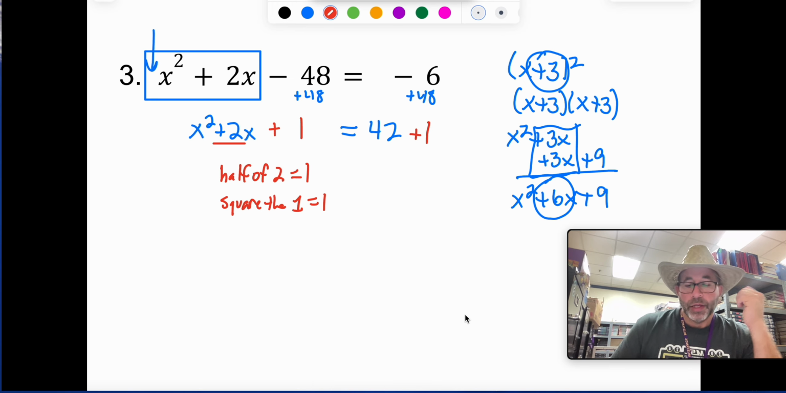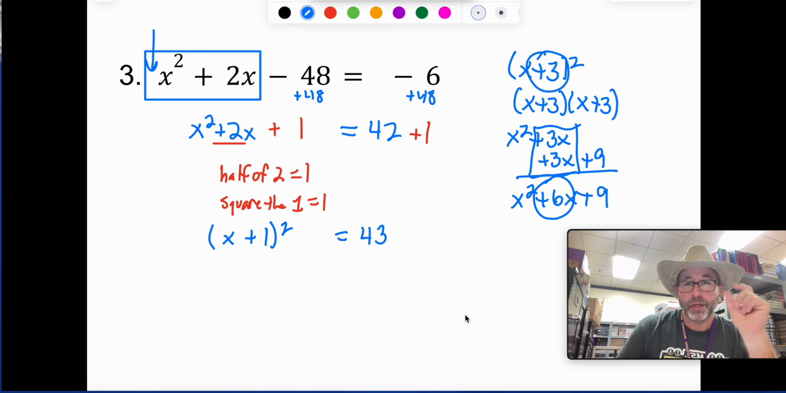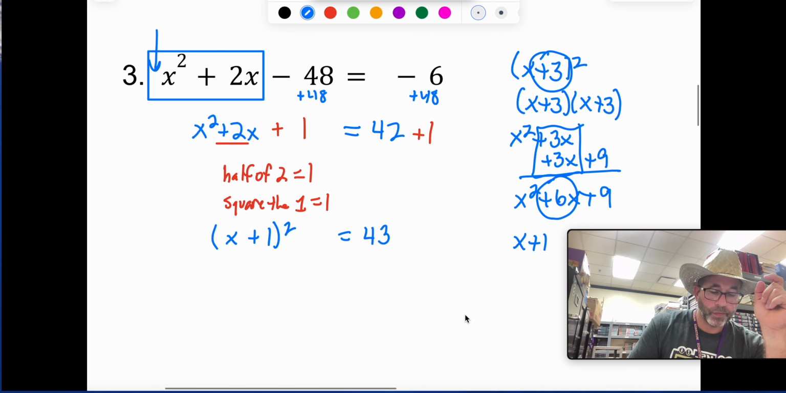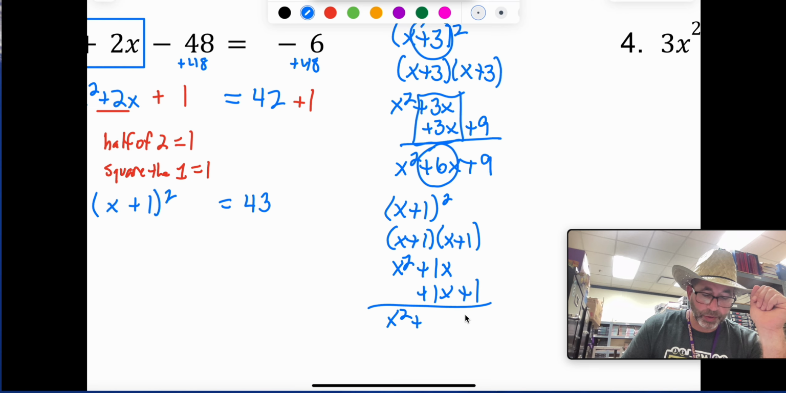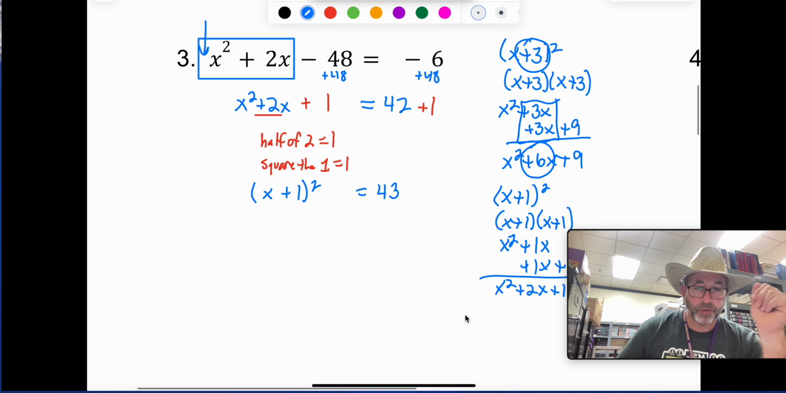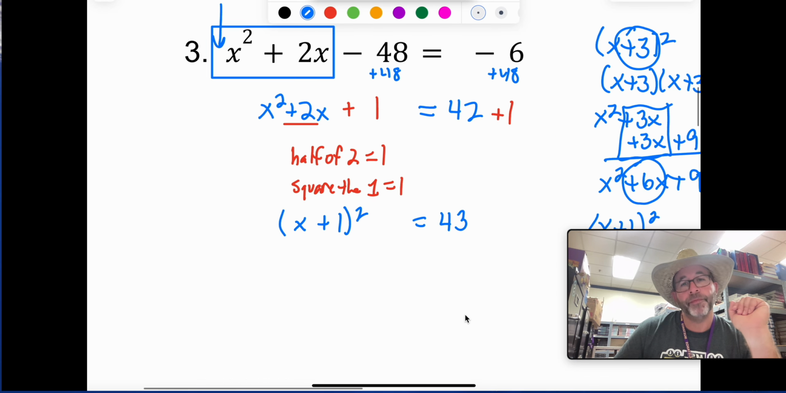Okay, so let's finish this now. We just turned this into a perfect square trinomial because now I can factor this and make this x plus 1 squared, which is going to equal 43. Okay, because x plus 1 squared is the same as x plus 1 times x plus 1. We just said that. That means that we have x squared plus 1x plus 1x plus 1, which now means we have x squared plus 2x plus 1. So we just turned this into a perfect square trinomial. Okay? So it's real simple. Just cut it in half, square it.